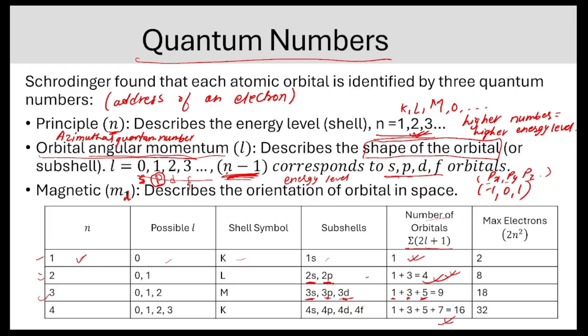And the number of electrons within one specific energy level is given by this equation, where n is the energy level. The first energy level can have 2 electrons, the second energy level can have 8 electrons, the third energy level can have a maximum of 18 electrons, and the fourth energy level can have a maximum of 32 electrons.